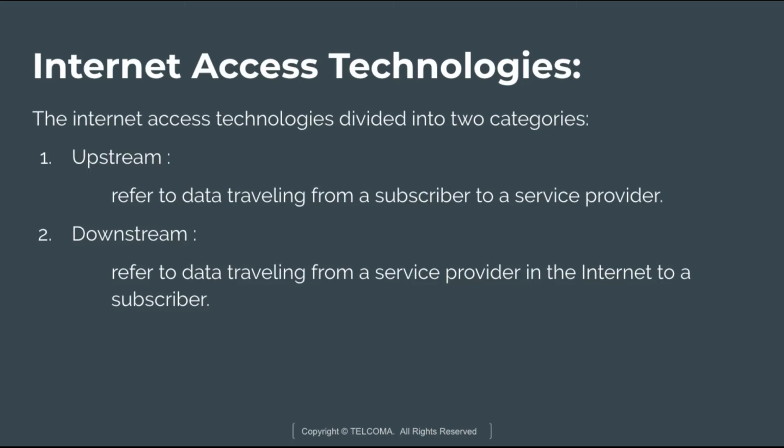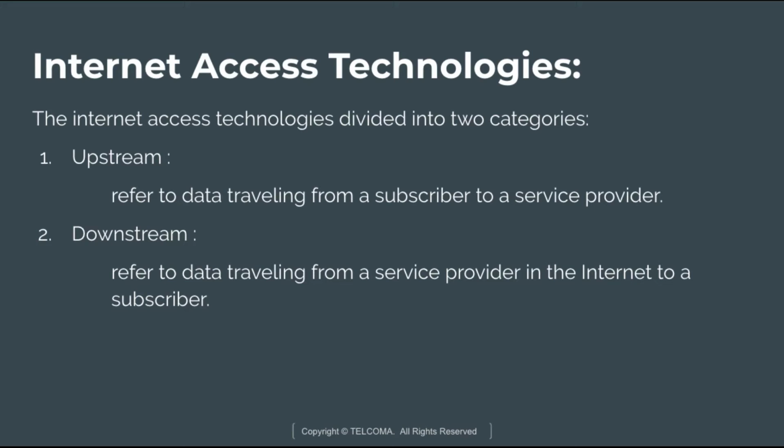Internet access technology refers to a data communication system that connects an internet subscriber to the internet service provider, such as telephone companies or cable companies. Here the internet access technology is divided into two categories, upstream and downstream. Upstream refers to the data traveling from the subscriber to the internet service provider, and downstream refers to the data traveling from a service provider in the internet to a subscriber.